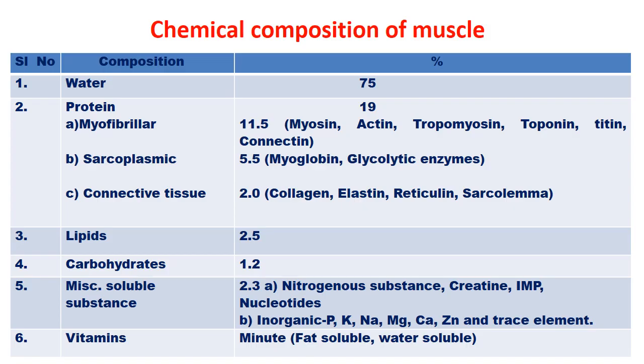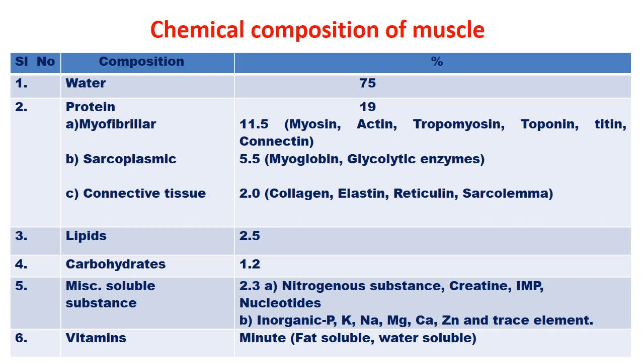Here we will see the chemical composition of muscle, that is the raw muscle. As we all know, the major component is water, which is about 75%, and then protein altogether it is about 19%. It may vary from 18 to 21% depending on the species and muscle. So this protein is of 3 categories.